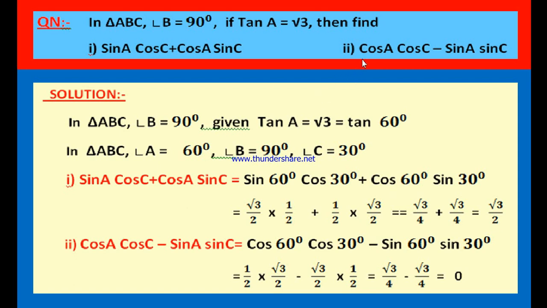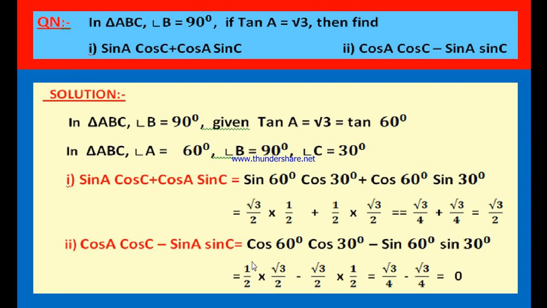Now the second bit is cos A cos C minus sin A sin C. Again substitute A is equal to 60 degrees and C is equal to 30 degrees. So this becomes cos A cos C means cos 60 degrees into cos 30 degrees, minus sin A sin C means sin 60 degrees into sin 30 degrees.